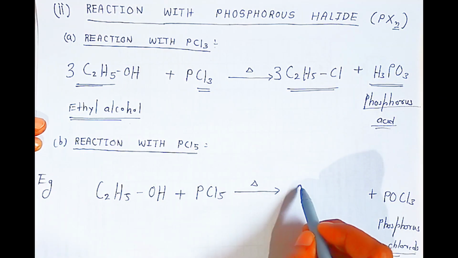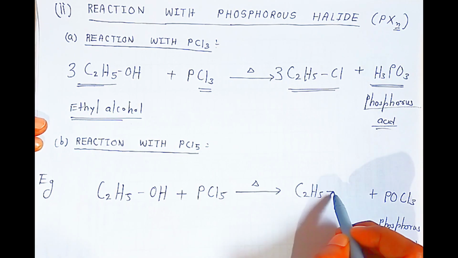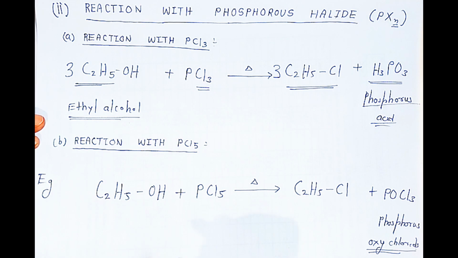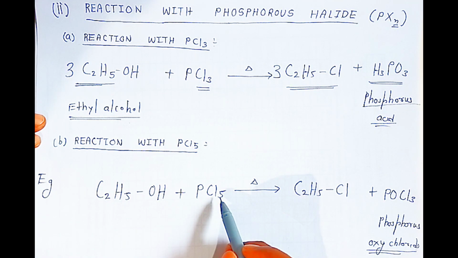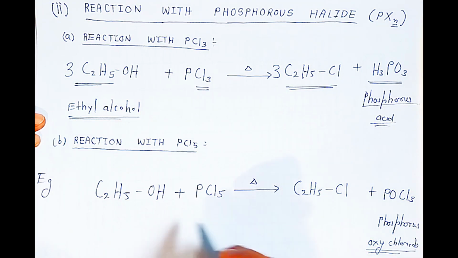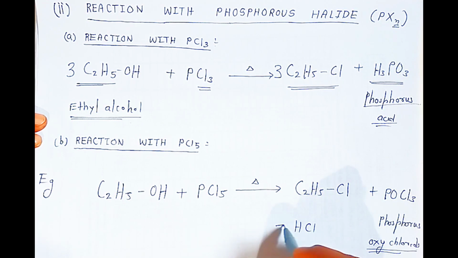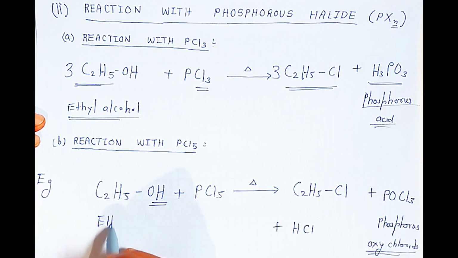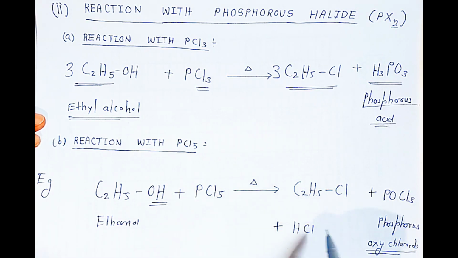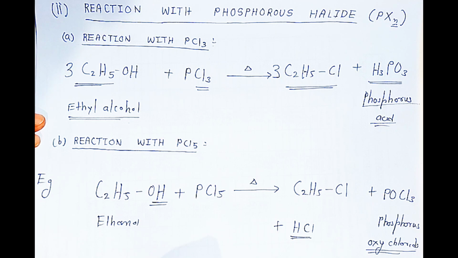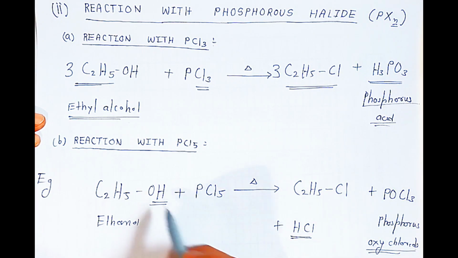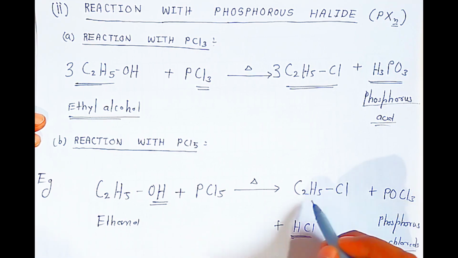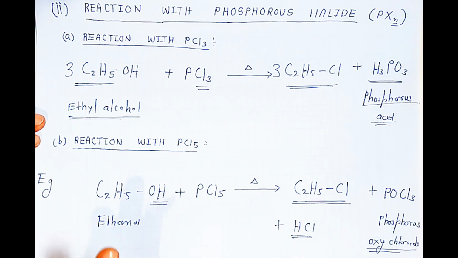Along with it, students, you are getting C2H5Cl. Now here, since you have 5 chlorine atoms, you have to balance the reaction. For that, students, HCl is also liberated. Here one of the hydrogens of ethanol combines with chlorine of phosphorus pentachloride and forms HCl. Okay students, this way now it is balanced, so there is an elimination of HCl and phosphorus oxychloride, and you are getting ethyl chloride. So this is very important, students, the reaction with phosphorus pentachloride.